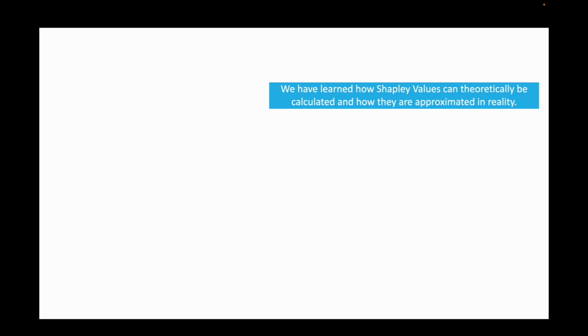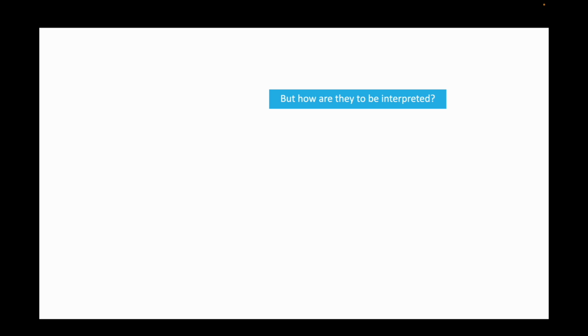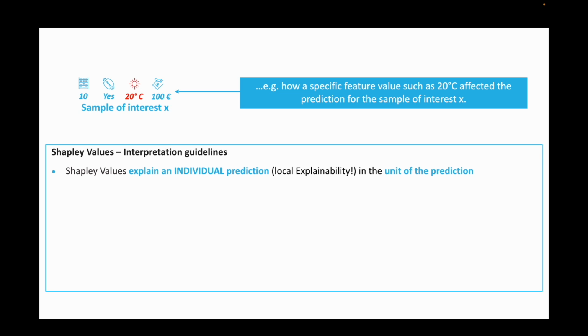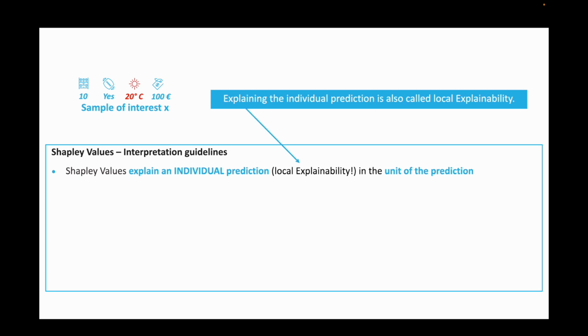We have learned how Shapley values can theoretically be calculated and how they are approximated in reality. But how are they to be interpreted? Let's discuss some helpful guidelines for interpretation. Most importantly, one needs to always remember that Shapley values explain an individual prediction. For example, how a specific feature value, such as 20 degrees Celsius, affected the prediction for the sample of interest x. Explaining the individual prediction is also called local explainability.